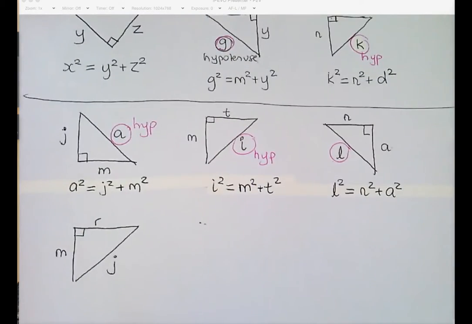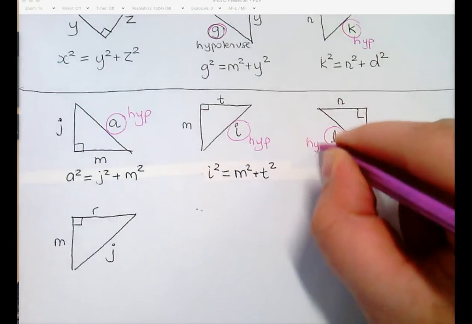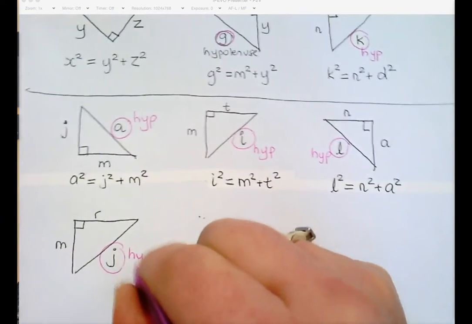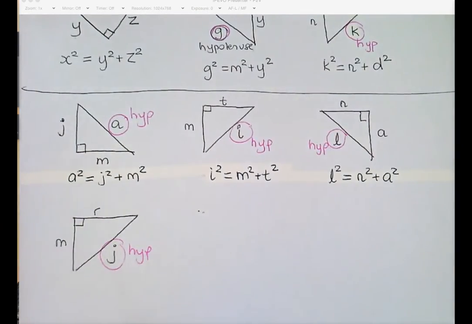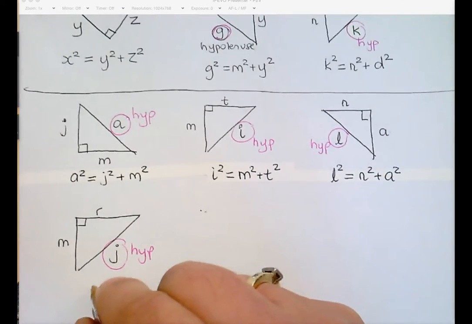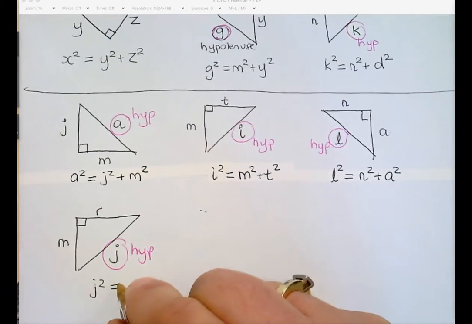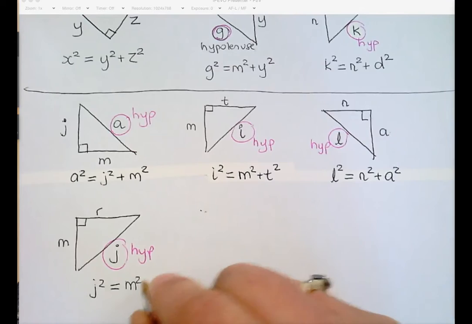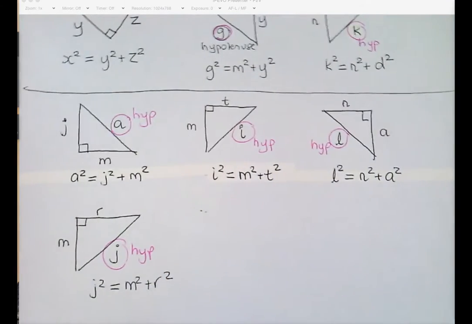Okay, one sec. Hypotenuse, which is? J. Yep, that's the hypotenuse. It's the longest one. So J squared equals M squared plus R squared. Fantastic. So the longer one squared equals the two shorter ones squared.